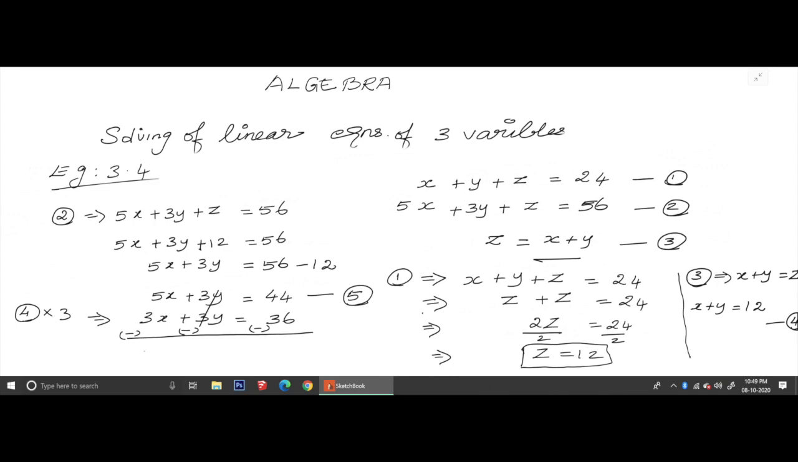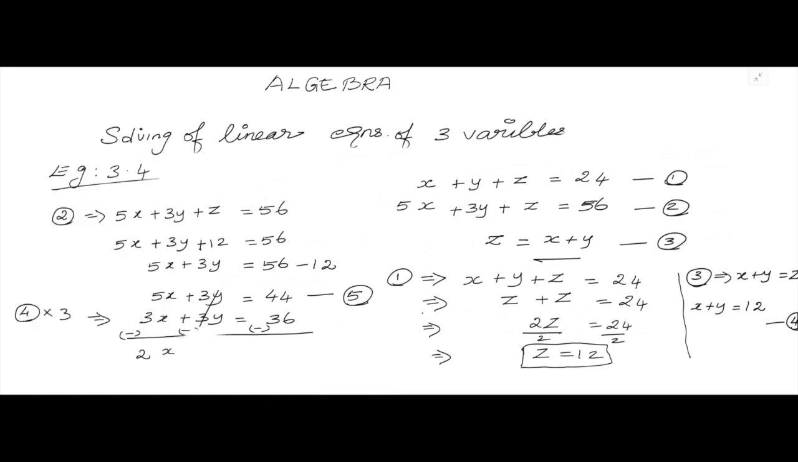And the greater one is, which is the greater one? Your 5x is greater, isn't it? So you will be writing plus 2x is equal to, when you subtract, what do you get? 8. Now you divide both sides by 2. Since 2 and 8 are divisible by 2, or we can say 8 is a multiple of 2, you divide both sides by 2. You will be getting x is equal to 4.